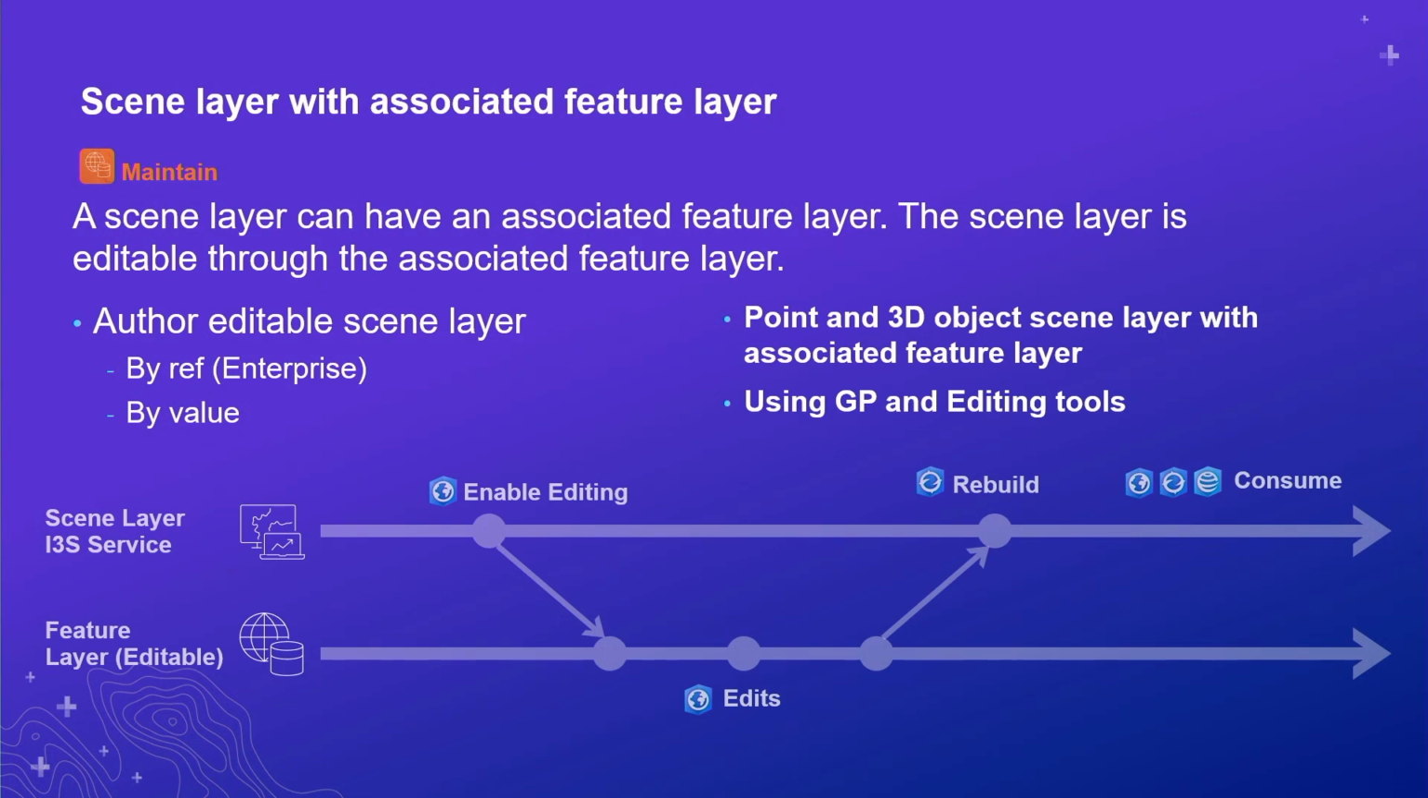Currently, you can maintain feature-based scene layers if they have an associated feature layer, and editing is enabled. You can share by reference, where you keep the associated feature layer in your enterprise geodatabase, or by value, and you make a copy of the associated feature layer. You need to set the editing option on the associated feature layer, and you need to make sure that the option set the Z to 0 is disabled. This is all you really have to do.